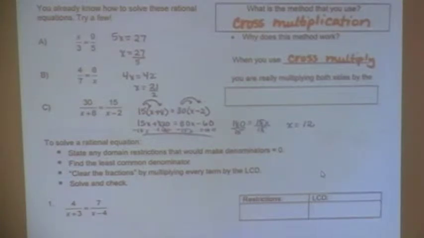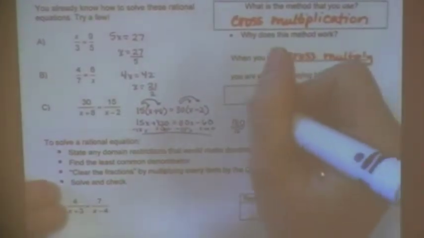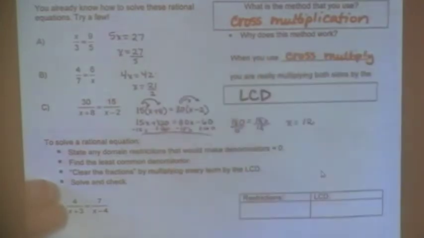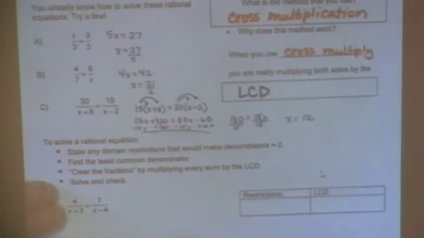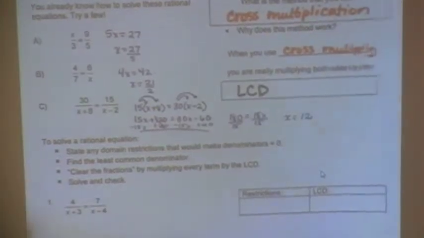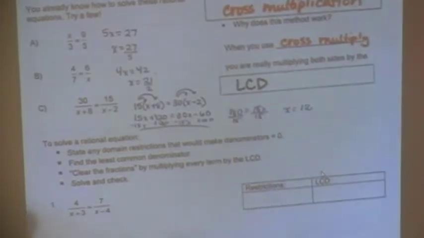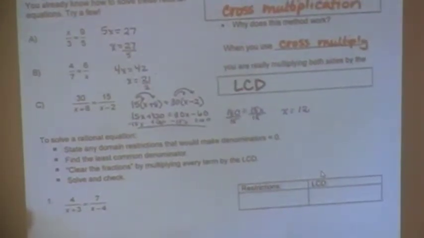So anyway, when you cross-multiply, that's actually a shortcut, but what you're really doing is you are multiplying both sides by the LCD. I think they probably wanted me to write out lowest common denominator, but y'all know what I mean when I write LCD. Okay, so we're going to solve rational equations by multiplying by the LCD, which is just cross multiplying.